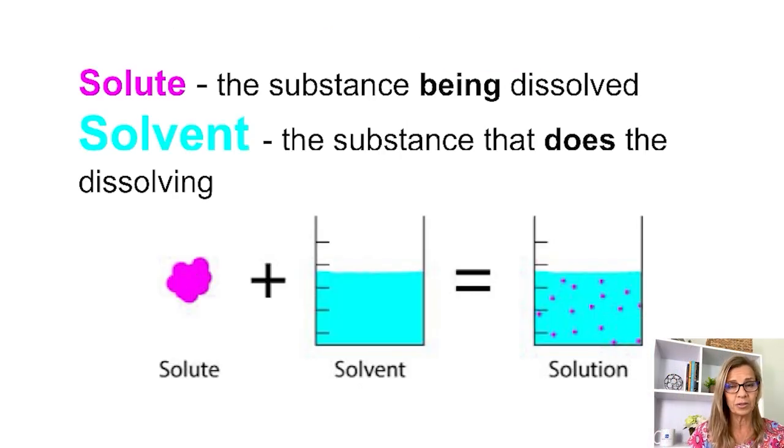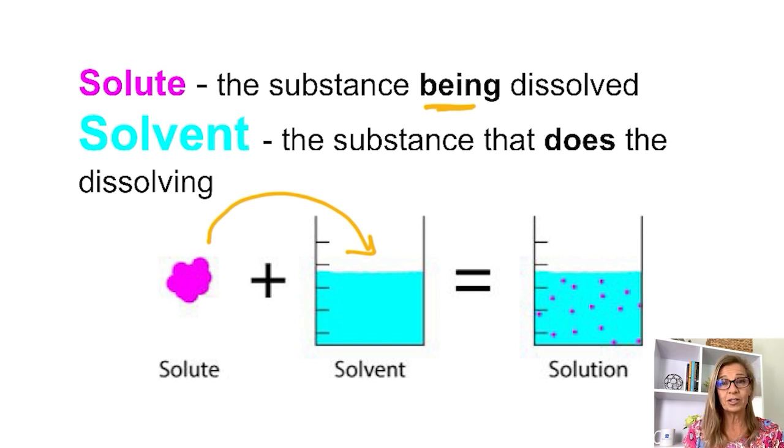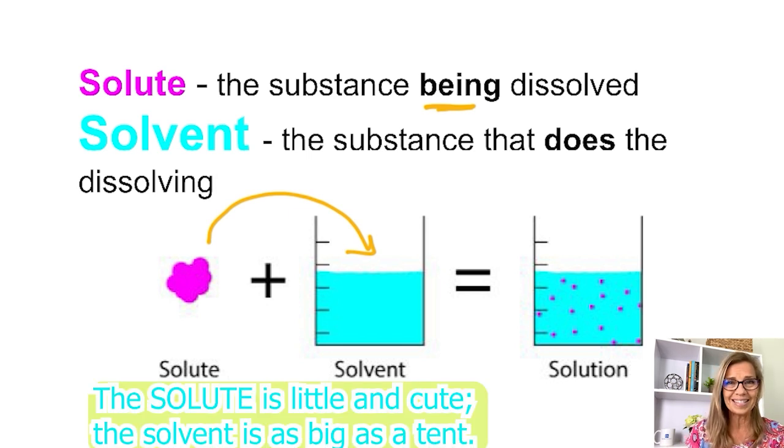So the parts of a solution are solute and solvent. And it's really important that you get these straight before you start working problems. So the solute is the thing that gets dissolved. Sometimes it's a solid. Generally in chemistry, it's a solid. We dissolve it in a liquid, and then we would have a solution. The solvent dissolves the solute. Now here is a little trick that I use. The solute is little and cute. The solvent is big as a tent. So the smaller one is the solute, the big one is the solvent.